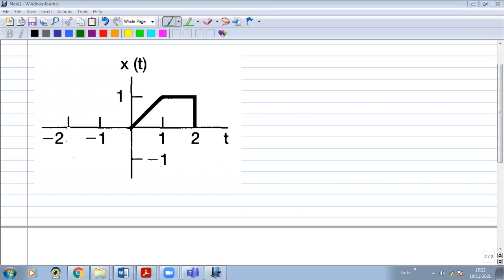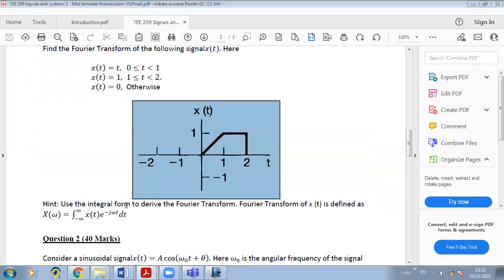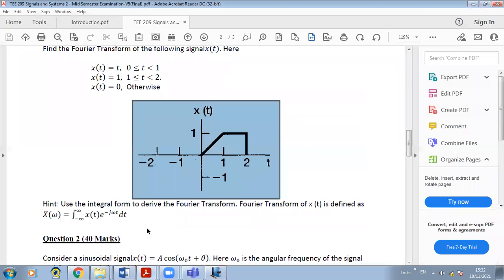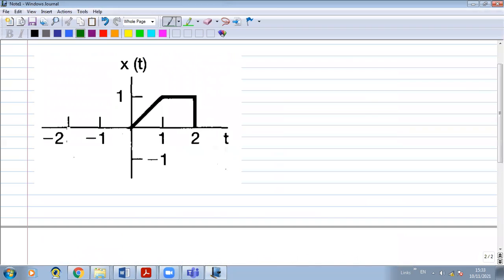In your exam paper, also you are given the principal identity, the Fourier transform pair actually. So you can use it directly. You are asked to find the Fourier transform of this signal, this x(t).